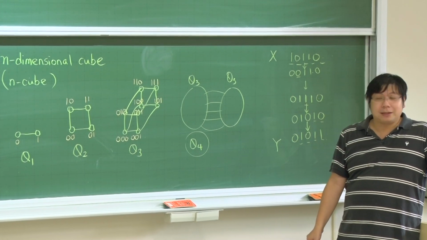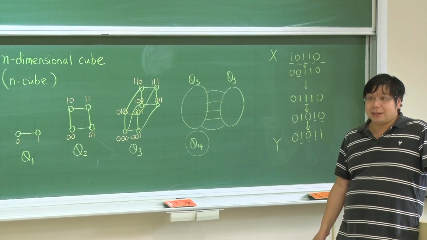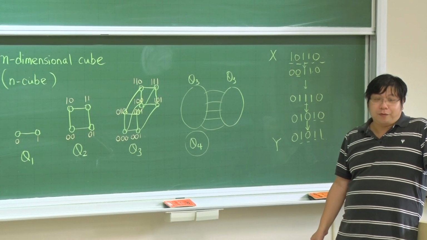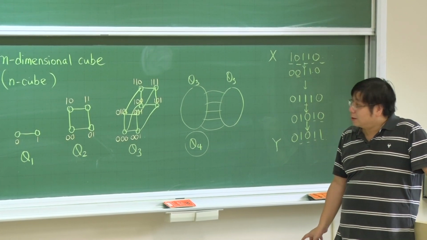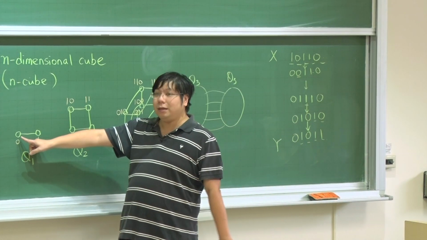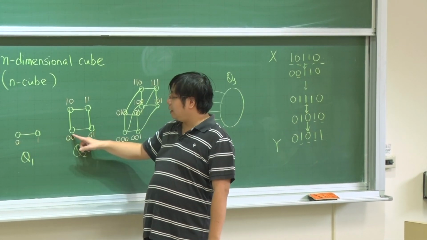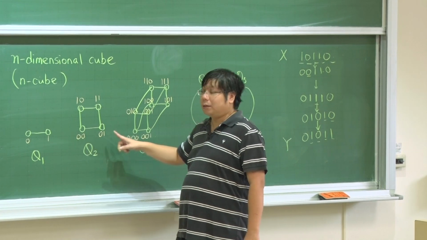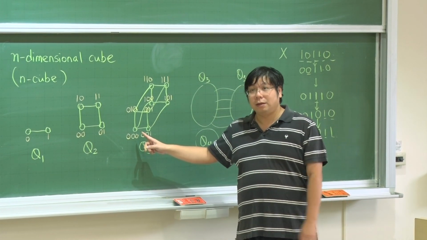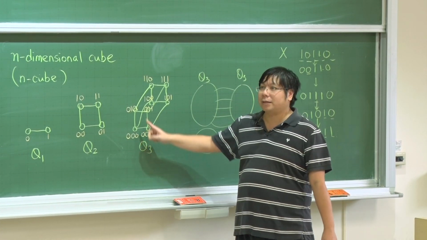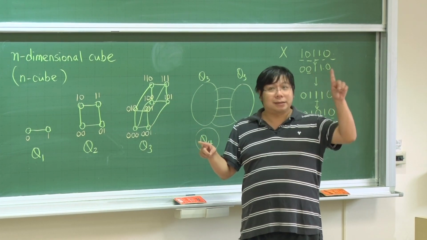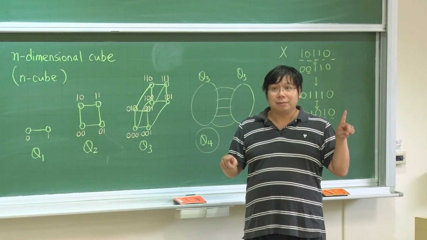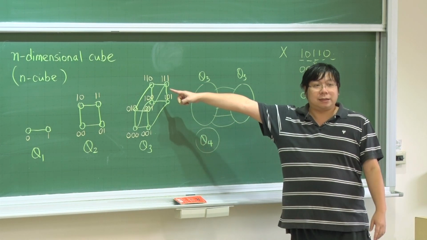I hope you still remember the concept of degree, right? The degree of a vertex is the number of edges joining to a vertex. Okay, the degree here is 1. The degree here is 2. The degree here is 3. Why is it 3? Because there are exactly 3 strings that are different from me by exactly 1 bit. Am I correct? Everyone has degree 3 here.